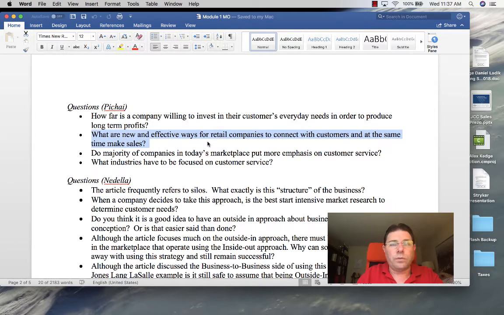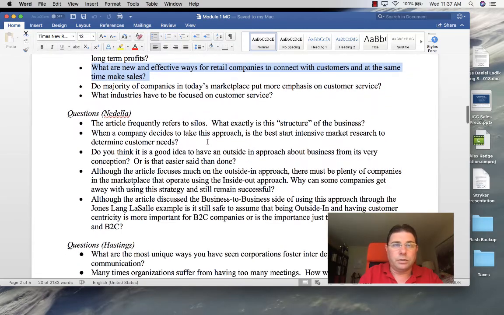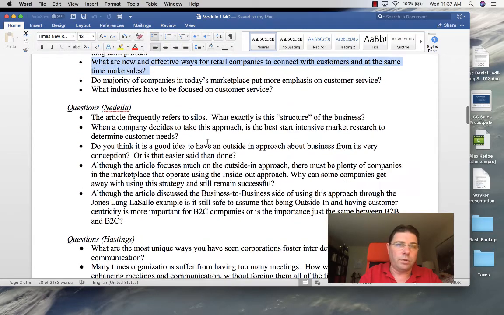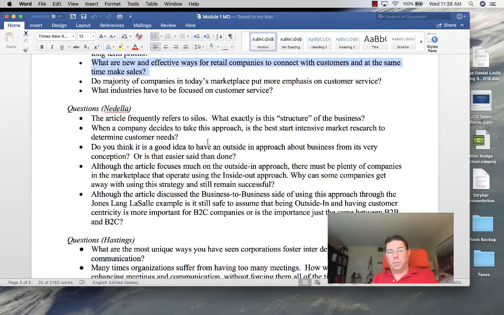What are new and effective ways for retail companies to connect with customers and make sales at the same time? It's all digital. We're going to talk about omnichannel. We're going to do a whole module on this. But the idea of having separate retail channels for digital and face-to-face is ridiculous. All right, I'm not wearing them right now, but this is Warby Parker. Warby Parker is agnostic to how they sell you stuff, whether it's digital or not. Both the physical store and the online store are completely 100% integrated. Warby Parker is an anomaly.